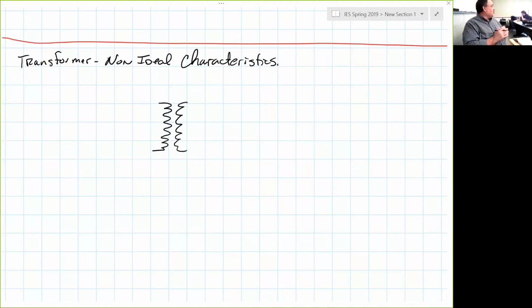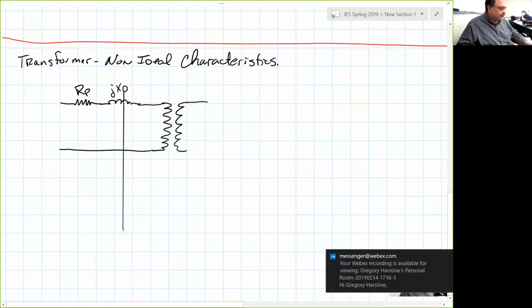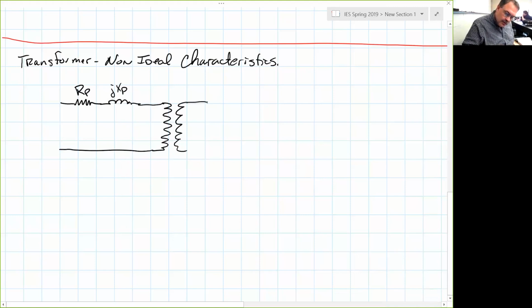A typical transformer is a coil of wire, right? So each coil has inductance and reactance. So what we do is we represent that reactance with a resistor and an inductor. And each coil has resistance and inductive reactance.